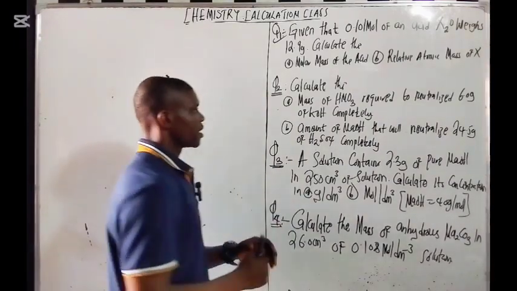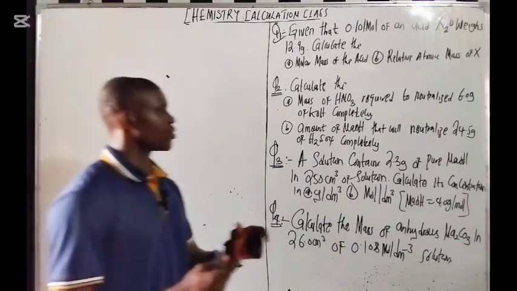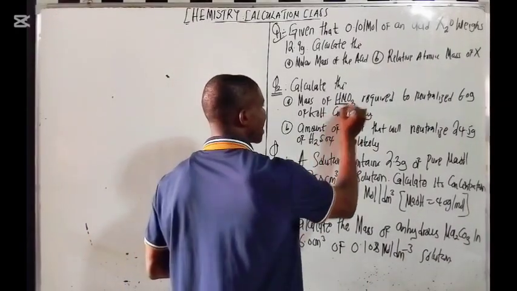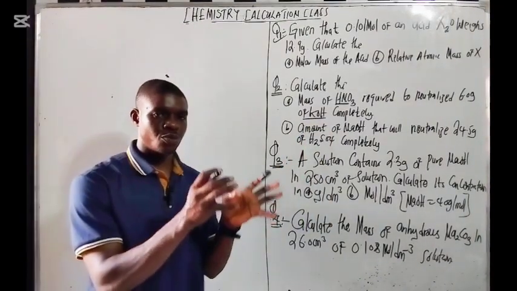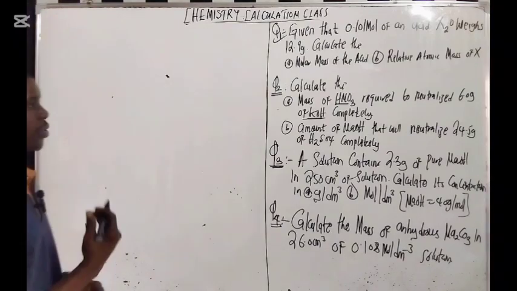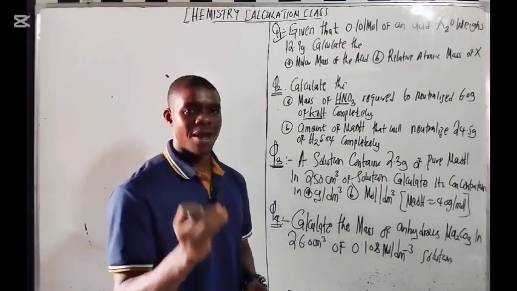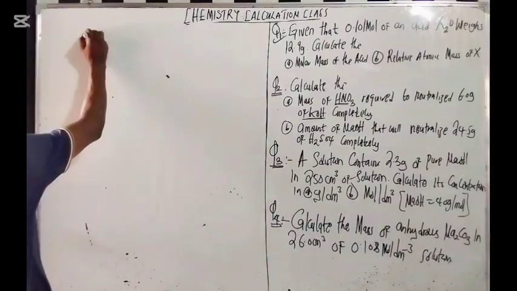Okay, let's say calculate the mass of HNO3 required to neutralize 6.0 gram of KOH. Look at something here. This one reacts with this one to produce the product. So the first thing you want to do, whenever you are given this kind of question, is to write a well balanced chemical equation, right? So how do we do that here?